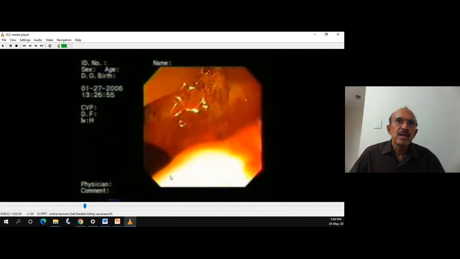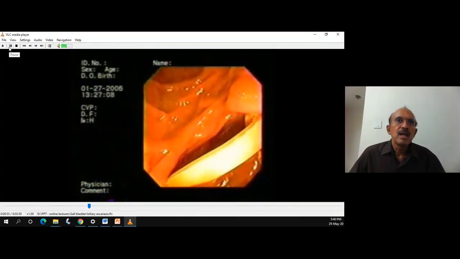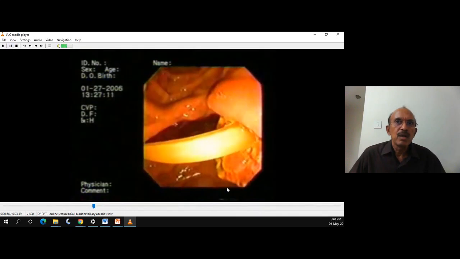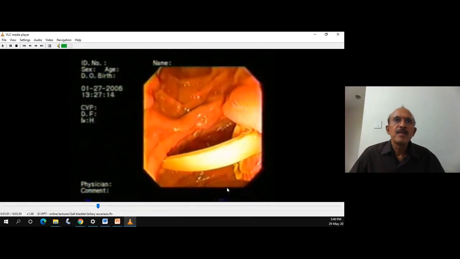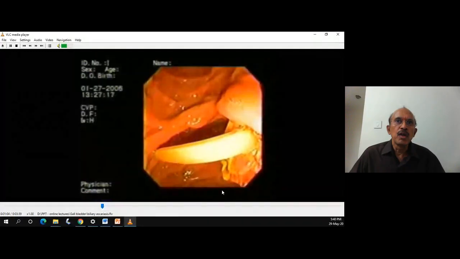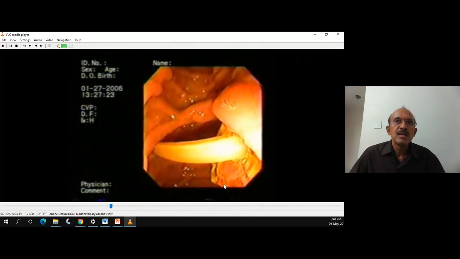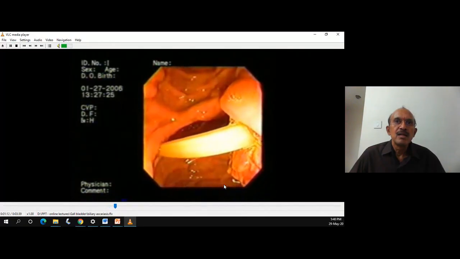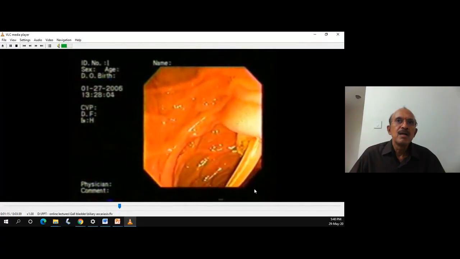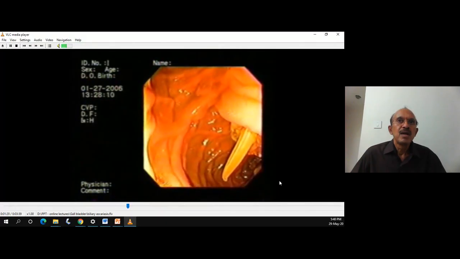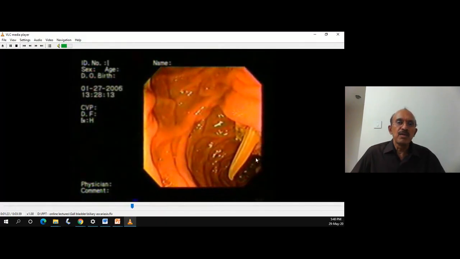This is the tail of the worm. You can see here, this is the worm tail. So now a basket is placed to catch that tail. This is all the duodenal lumen. This is the papilla of Vater. This is the worm coming out. How nicely the tip of the tail of the worm is seen here.